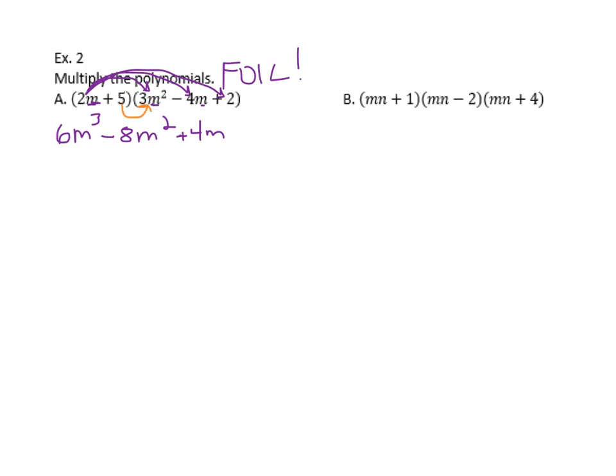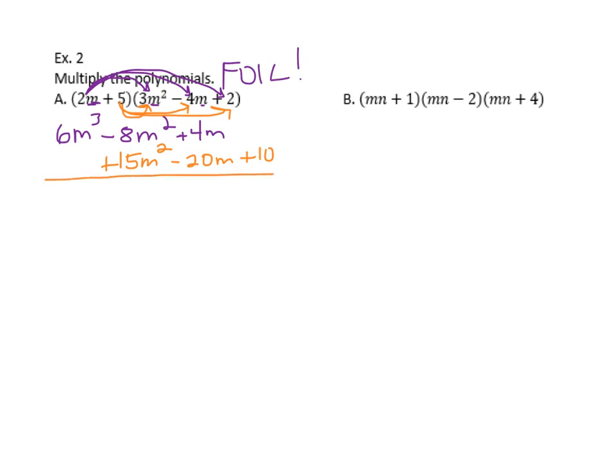Now underneath, I'll take the 5 and distribute it in. I've got 5 times 3m squared, which would be positive 15m squared. So I'm going to write that right underneath the negative 8m squared, kind of keeping my like terms in check. The 5 times negative 4 would be negative 20m. And then last but not least, 5 times 2 is 10. So I'm just going to draw a line and add my columns together.